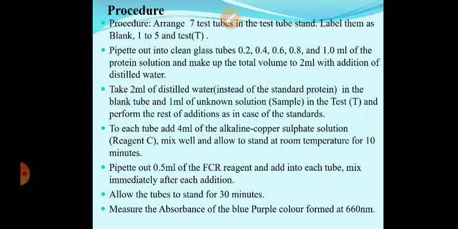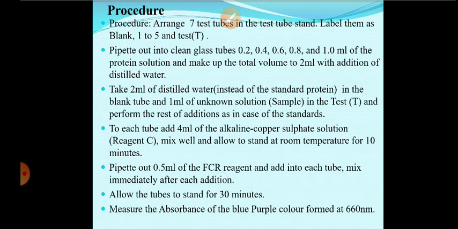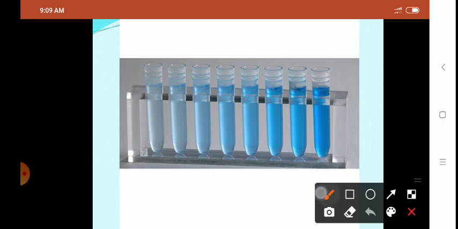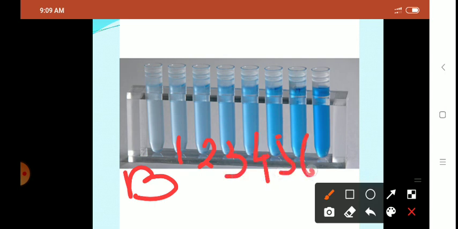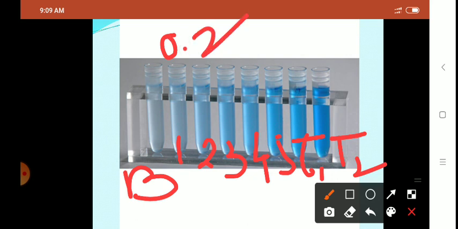Once you measure the absorbance, the tubes will look like this. For example, the first tube is blank. This is test tube number 1, 2, 3, 4, 5 and this is test 1. This may be test 2 if you have 2 unknown samples. Here you have added only distilled water. In the first tube you add 0.2 ml of protein, here 0.4 ml, in the third 0.6 ml, in the fourth 0.8, in the fifth 1 ml of protein.